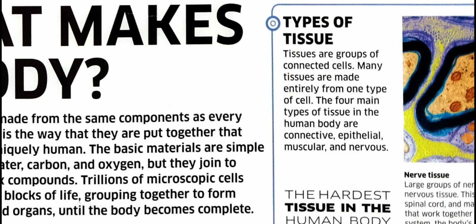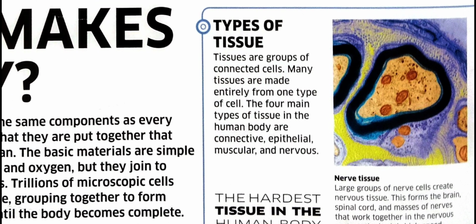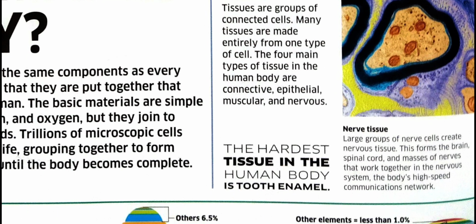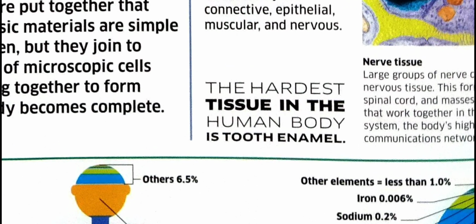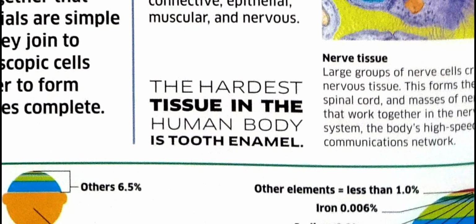Types of tissues. Tissues are groups of connected cells. Many tissues are made entirely from one type of cell. The four main types of tissue in the human body are connective, epithelial, muscular, and nervous. The hardest tissue in the human body is tooth enamel.